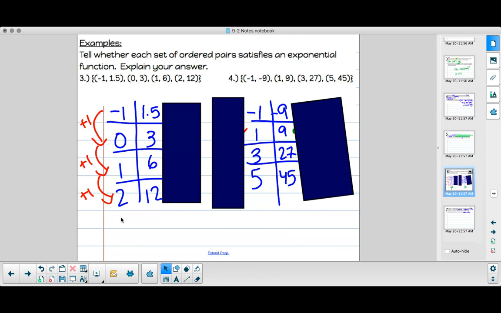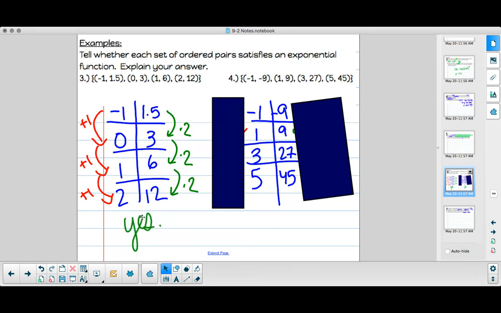Here, they're increasing by 1. And then you're not worrying about how much it's increasing by for the y values. You're worrying about if there's this constant ratio. So is there a number that you can multiply each y value by to get to the next y value? And if you look here, 1.5 times 2 is 3, 3 times 2 is 6, and 6 times 2 is 12. So the answer is yes, this is an exponential function.